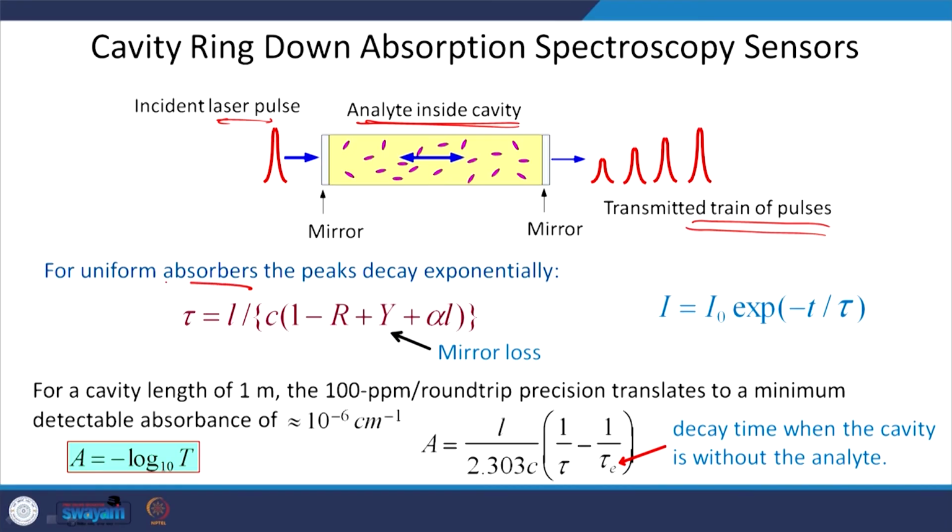For uniform absorbers, the peaks decay exponentially. For example, tau is the time of flight, 1 upon c(1 minus R), where R is the mirror loss, plus alpha times L, where alpha is the absorbance. If you have intensity I0 incident and you get I, you have this expression to solve for. For example, for a cavity length of 1 millimeter and 100 ppm concentration, the round trip precision translates to a minimum detectable absorbance of 10 to the power minus 6 centimeter inverse. You get this absorption value from the transmission curve, and it is a function of the decay time in the cavity, which can be with or without the analyte. So, this is called cavity ring down absorption spectroscopy sensors.